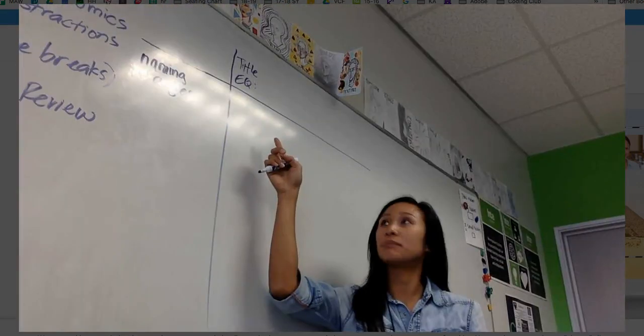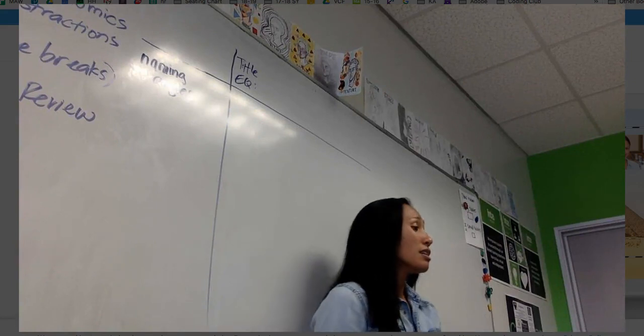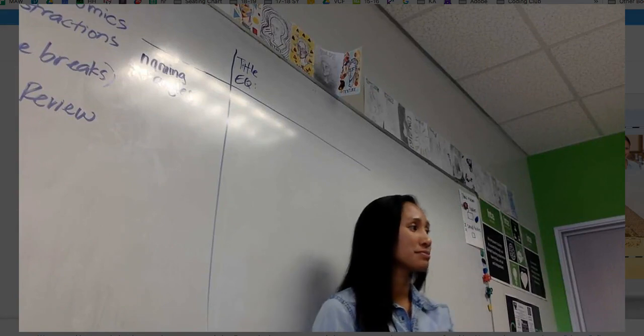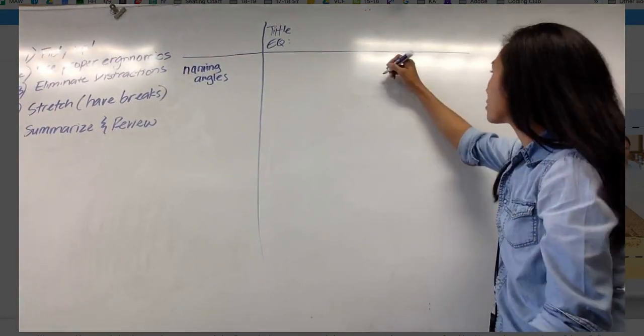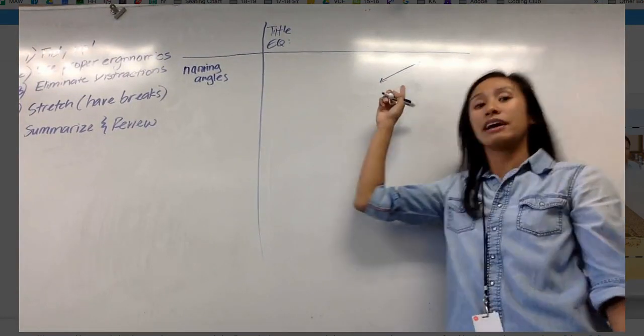Alright, so this lesson is on angles. We're going to start with naming angles. Do you guys know what an angle is made up of? Two lines. Instead of calling them lines, we have a specific name for it. Because a line looks like this, right? A line has arrows at both ends.